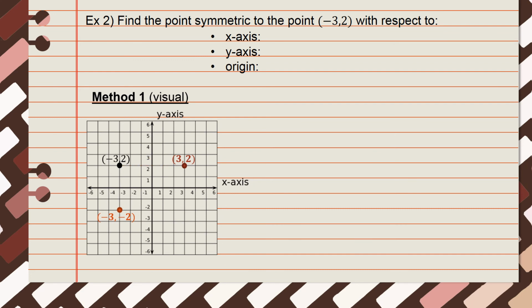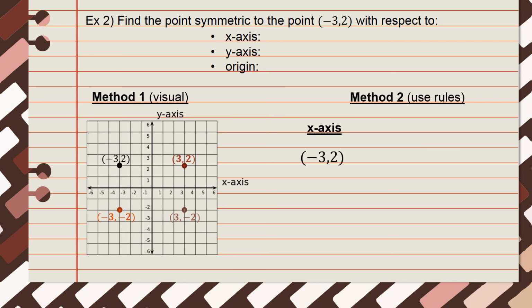Now, for it to be symmetric to the origin, it must pass through the origin, which would give us a new point. But what's the name of that point? Well, that would be 3, negative 2. And so there you have found your points that are symmetric to the x-axis, y-axis, and origin. Now again, that is only one method. The other method is to use the rules we just learned.